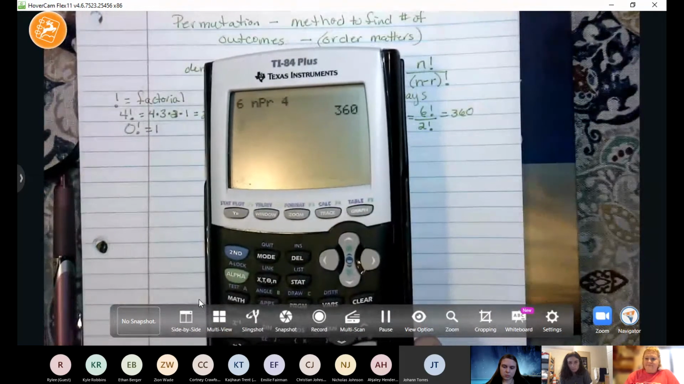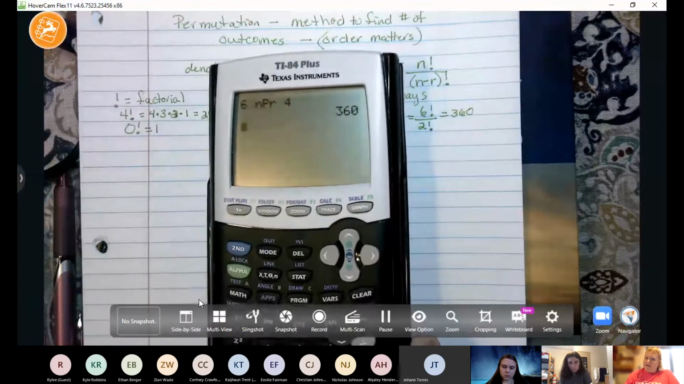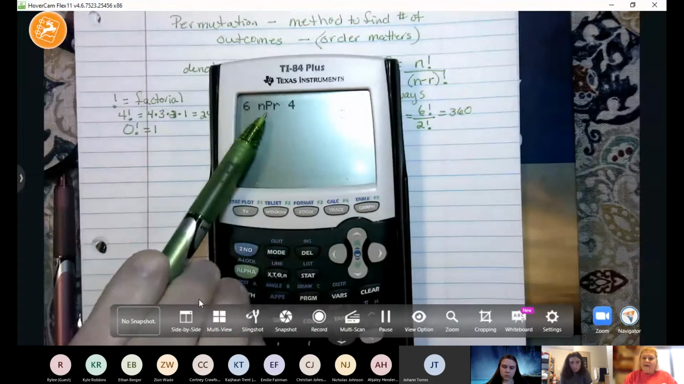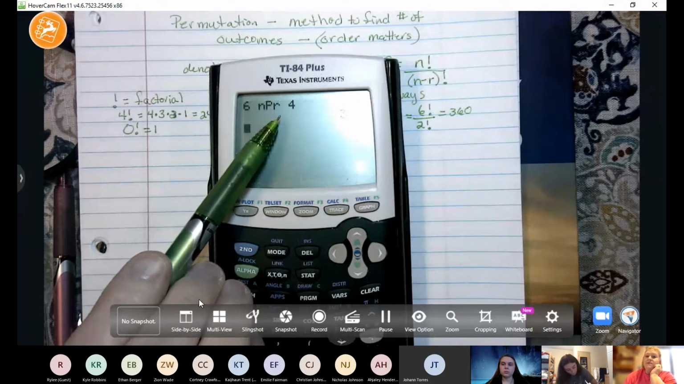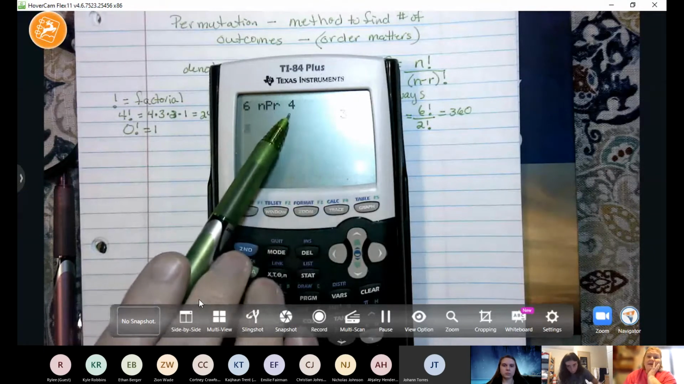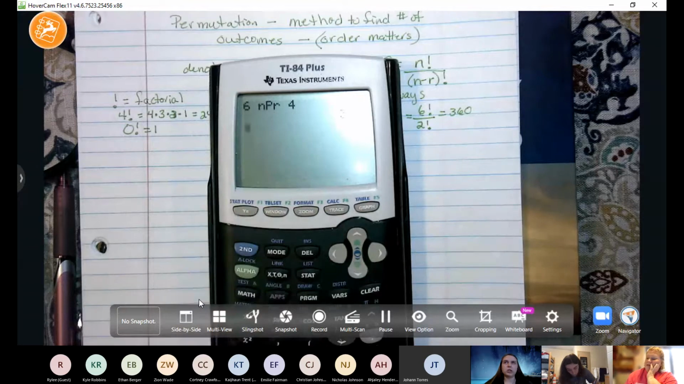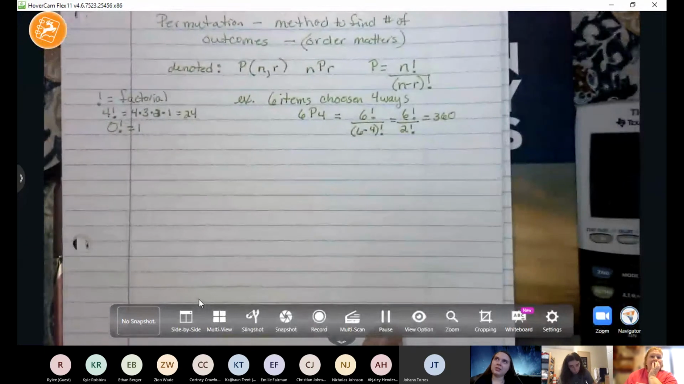Everybody see that? If you have the TI-30 calculator, you type the 6 in, you press that key with that function on it. You might have to press a shift key to get that. And then you press the number 4 and then press enter. Either way, you should get the answer 360.